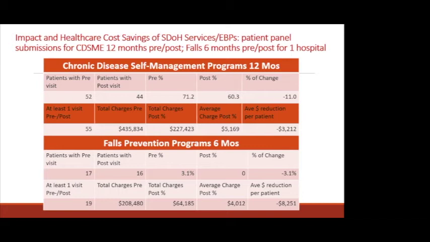And we showed an actual cost savings that is phenomenal: 227,000 pre and 435 post. As you look down at the Falls, we had a smaller match there, and we had a savings of about 64,000. So, I mean, it really speaks for itself.